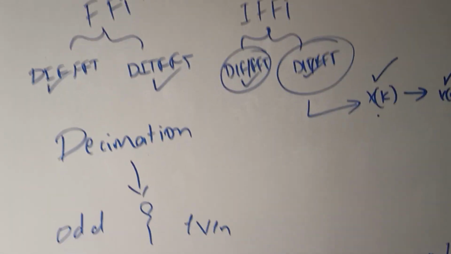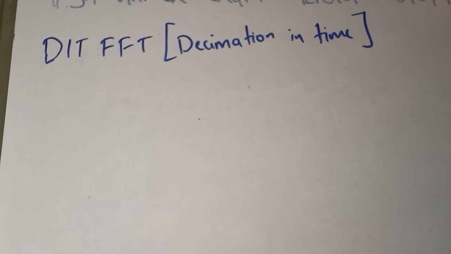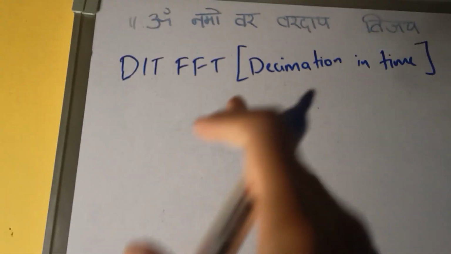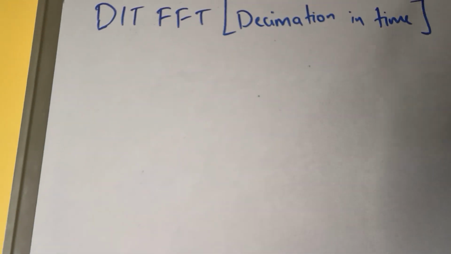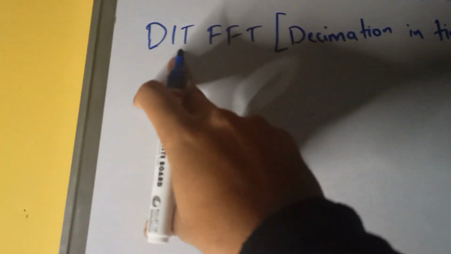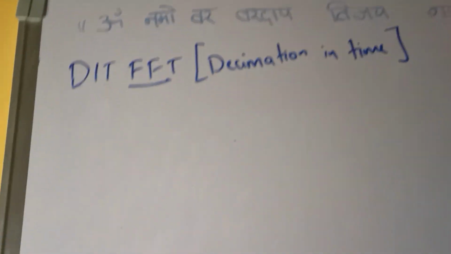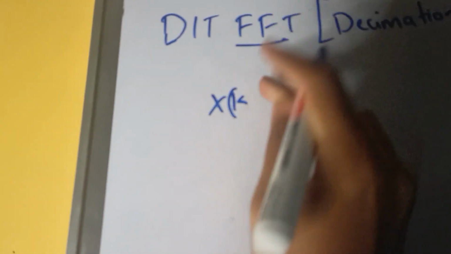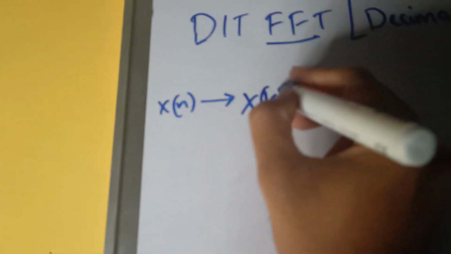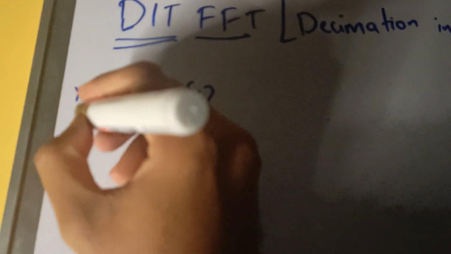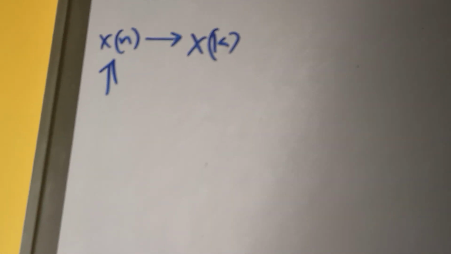So let us understand each of them in more detail. First we are going to learn about DIT FFT, that is decimation in time. When you are given a question like convert this sequence into a frequency domain sequence using DIT FFT, first understand the second term, FFT. Fast Fourier transform means we are converting the time domain sequence into the frequency domain sequence. And what is the first term telling us? DIT, decimation in time. Decimation in time means we are grouping the elements in the time domain.